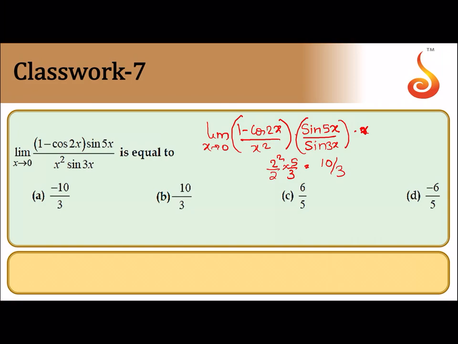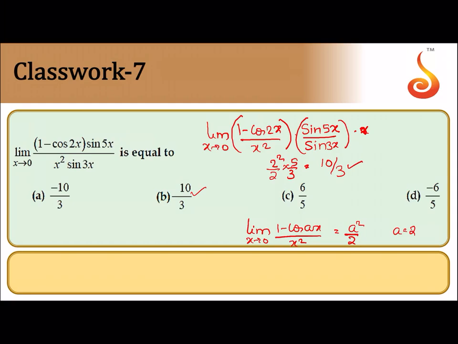So this will give you a square by 2, means 2 square by 2 into 5 by 3. So this will give you 10 by 3. Simple standard limit. 1 minus cos 2x by x square. Sin 5x by sin 3x will give you 5 by 3. This will give you a square by 2. A equal to 2. So 2 square by 2, which will give you 2. 2 into 5 is 10.